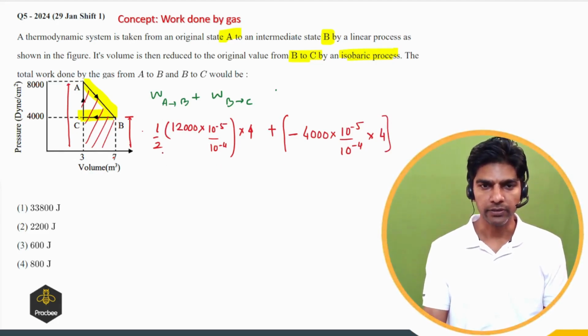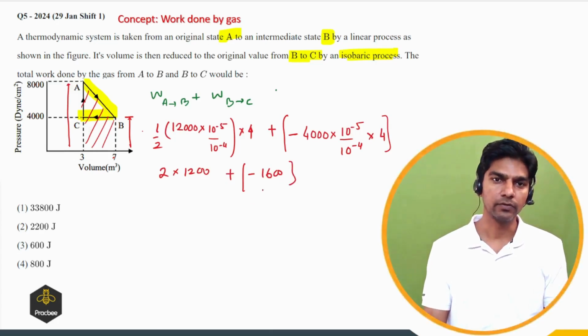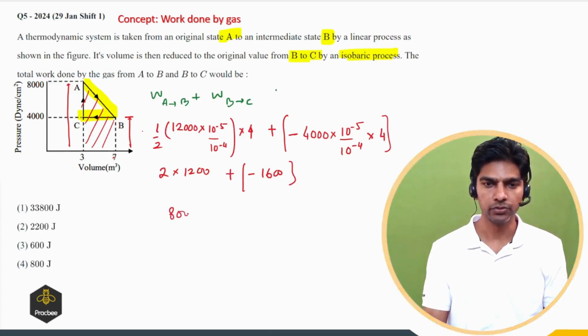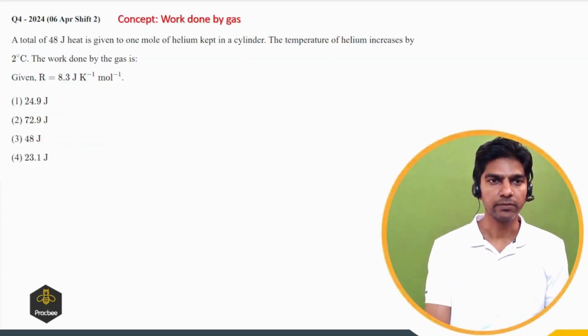Now let us simplify this. So this comes out to be 2 times 1200 plus, and this will be negative, it will be 1600. So 2400 minus 1600, so that will be 800 joules, right? So option 4 is the right answer, right? So now let us see the next question based on the same concept.